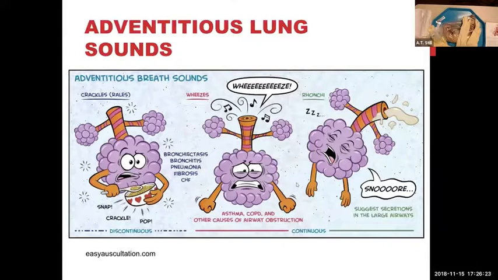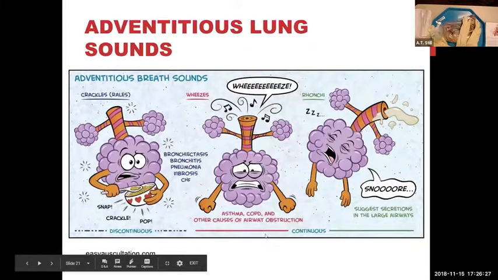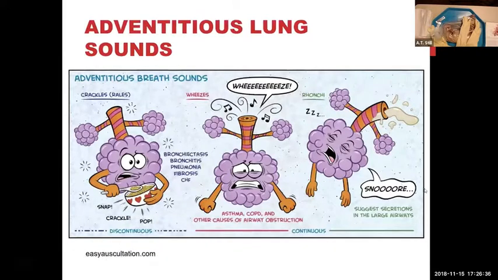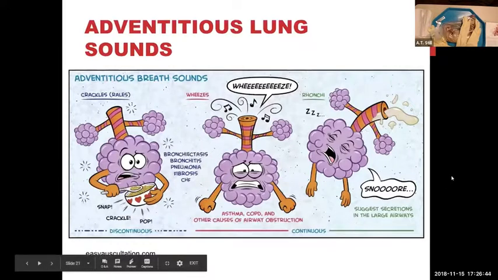There's also wheezes that sound kind of like a whistling sound, and these happen in asthma or some type of airway obstruction. And then we also have rhonchi, which basically kind of sound like a snore while you're breathing. And this is when there's secretions in the large airways. So there's a lot of problems that can cause that. And that's what that sounds like.